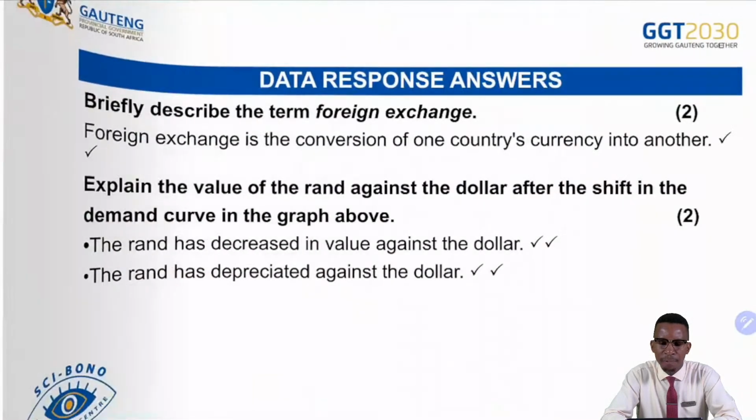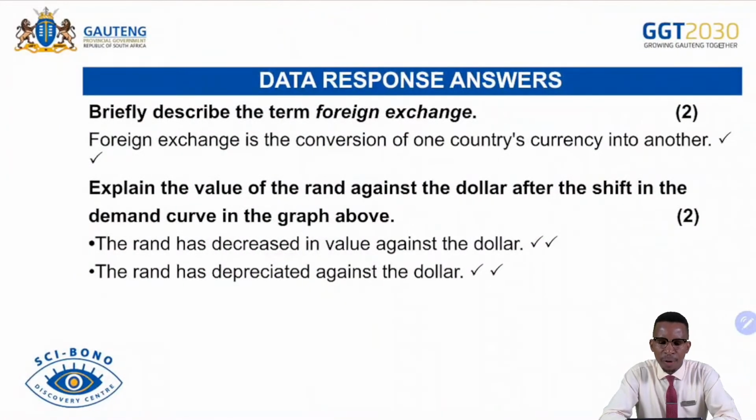There are many reasons. Briefly describe the term foreign exchange. Foreign exchange is the conversion of one currency into another currency. So in this case, we continue. Explain the value of the rand against the US dollar after the shift in the demand curve in the graph above. The rand has decreased in value against the US dollar. The rand has depreciated against the US dollar.